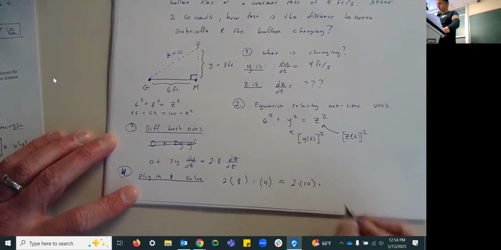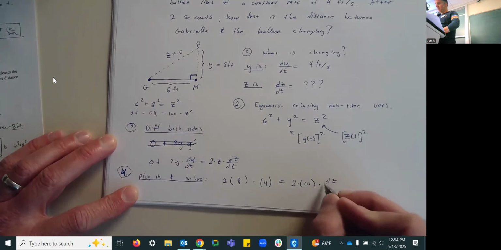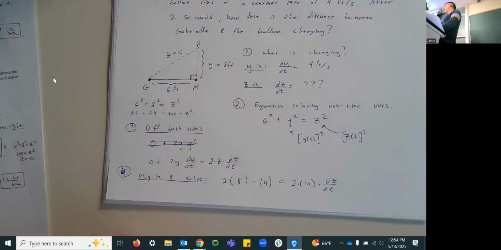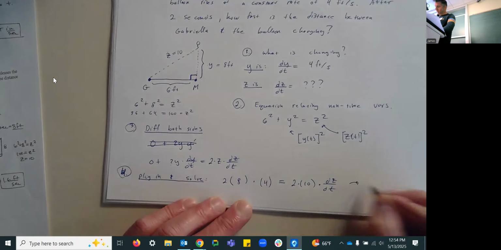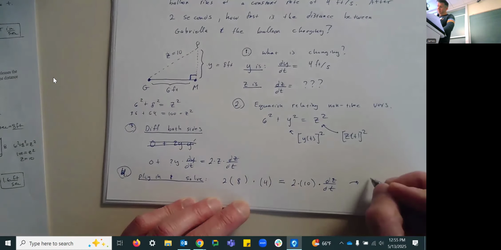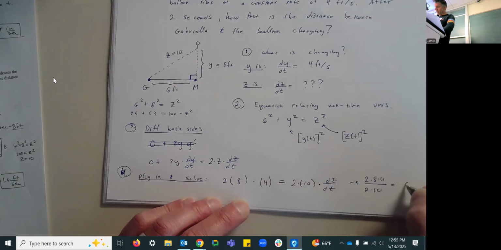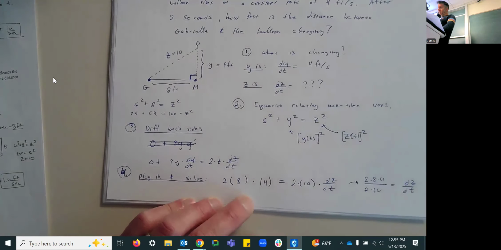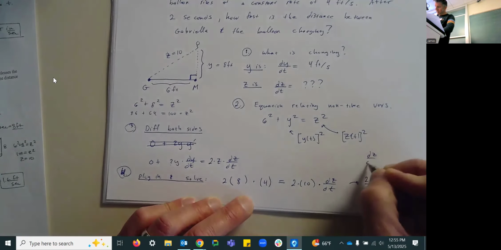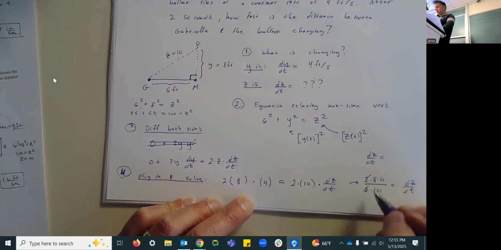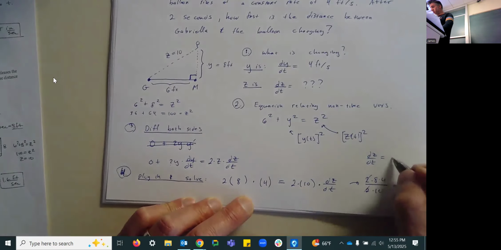For these problems, you should always be able to fill in everything except for the one thing you're trying to actually find. Everything else should be either given to you or findable based on the information we have. And now we're going to divide both sides by 20 to solve for dz dt. So we're going to get 2 times 8 times 4, I should just leave it as that, divided by 2 times 10, is equal to dz dt. So writing out my final answer, dz dt is going to equal, let's see, cancel the 2's, 32 divided by 10 is 3.2.